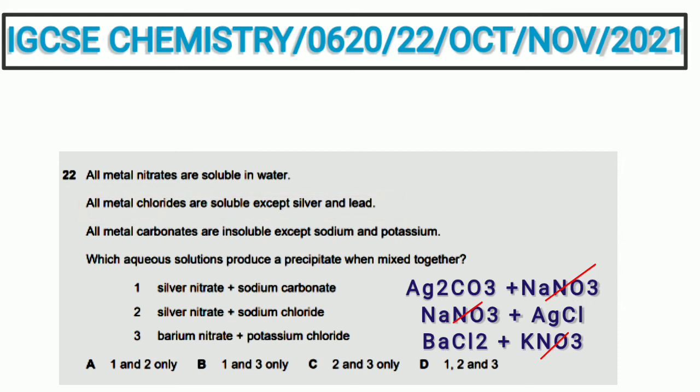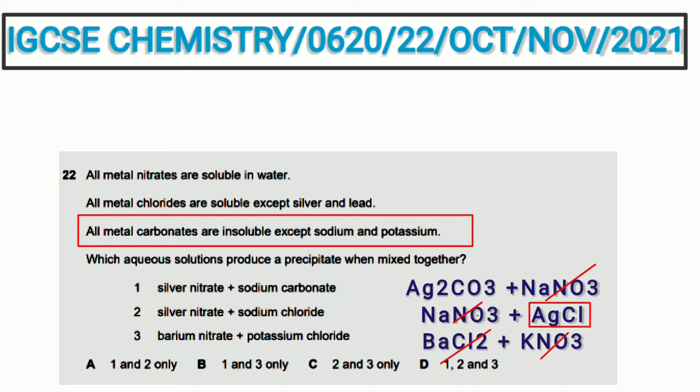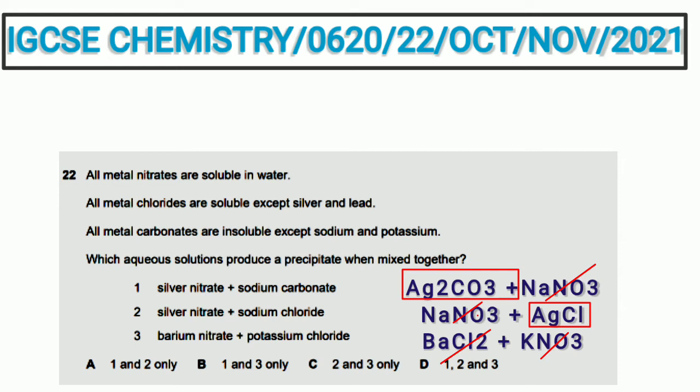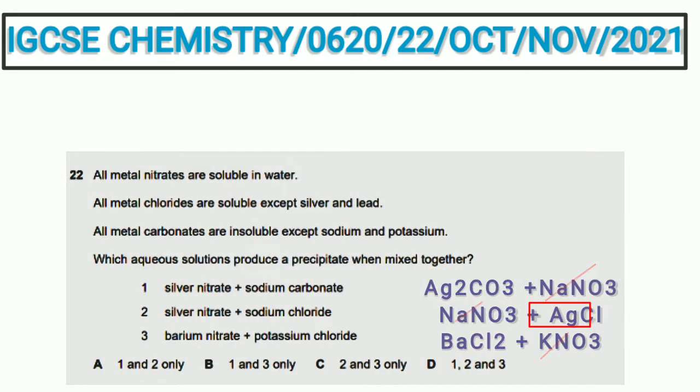But barium chloride in the third equation will be soluble. So the third equation does not have any precipitate. The second one has that of silver chloride and silver carbonate. All metal carbonates are insoluble except sodium and potassium carbonate. So silver carbonate will also be insoluble. So correct answer is option A, 1 and 2 only. When these aqueous solutions are mixed, precipitate is formed, that of silver carbonate in the first one and silver chloride in the second one.